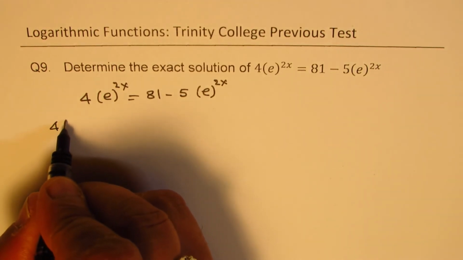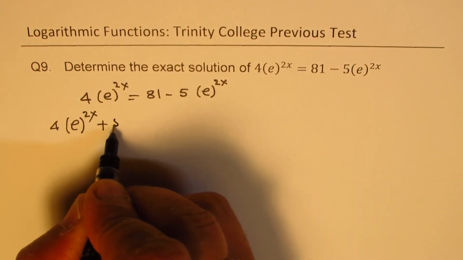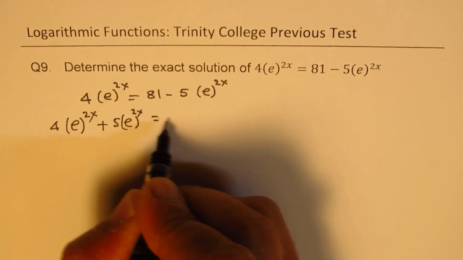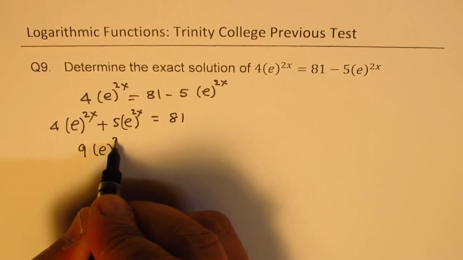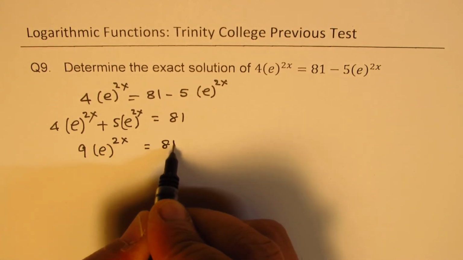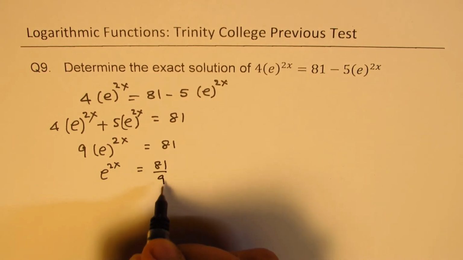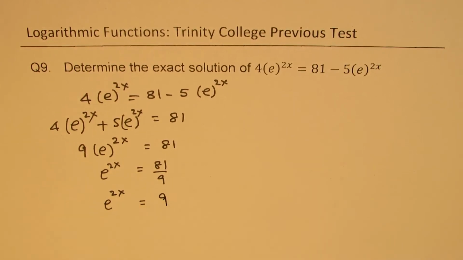We get 4 e to the power of 2x plus 5 e to the power of 2x equals to 81. So that is 9 e to the power of 2x equals to 81, or e to the power of 2x is 81 divided by 9. So we get e to the power of 2x equals to 9, right?